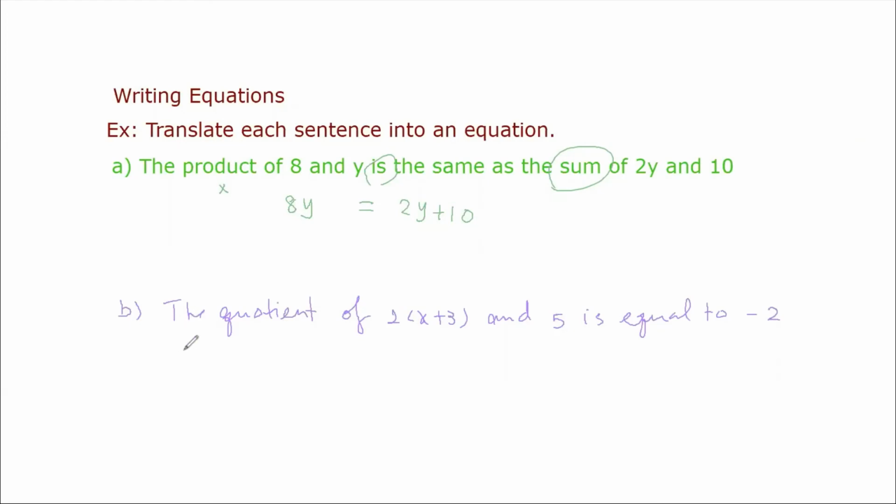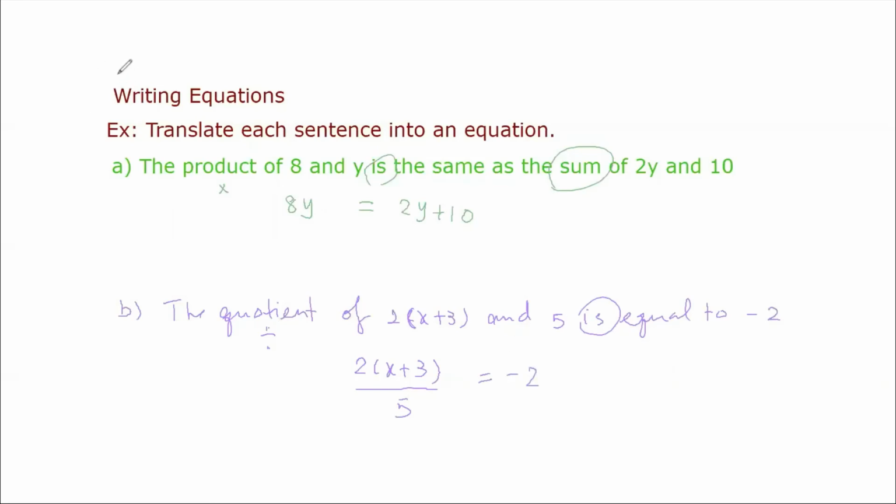Okay, then this one, question B. The quotient of 2 times x plus 3, okay, and 5 is equal to -2. How do you write the quotient? So you just write 2x plus 3 and 5, because quotient, right? Quotient means divide or division. So you just divide it by 5 is equal to -2. That's all you need to write down.